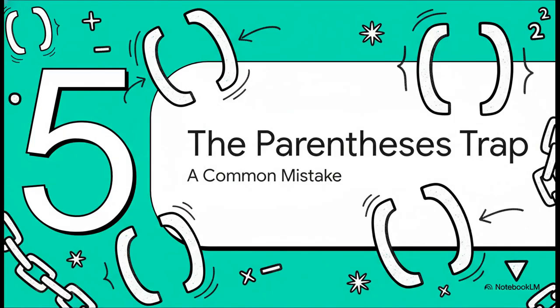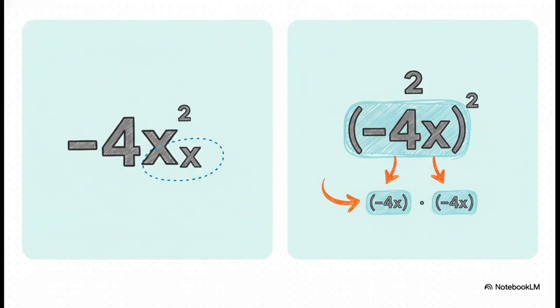And speaking of things being attached to each other, we need to talk about a very, very common trap that students fall into in dealing with exponents: parentheses. This is so important, so pay close attention. On the left, we have -4x squared. That little 2 is only attached to the x. The negative sign is just kind of hanging out in front.